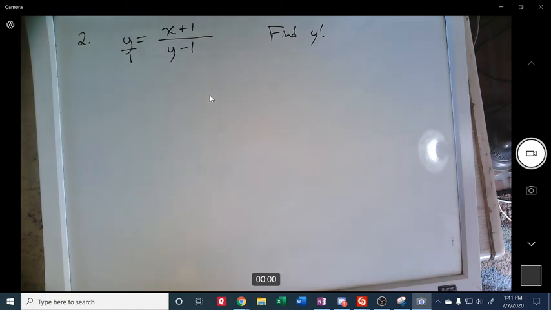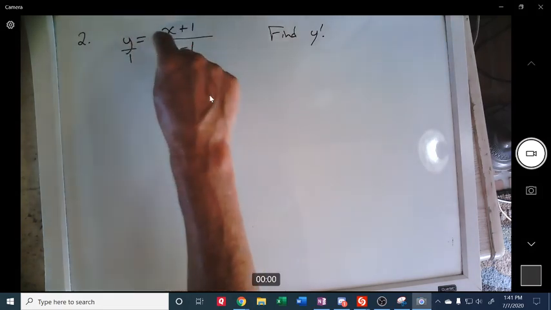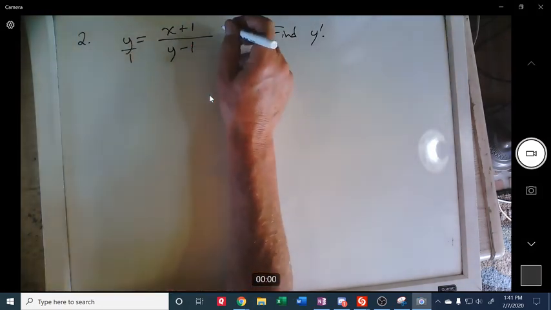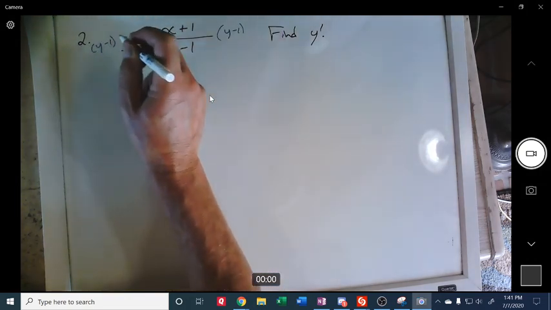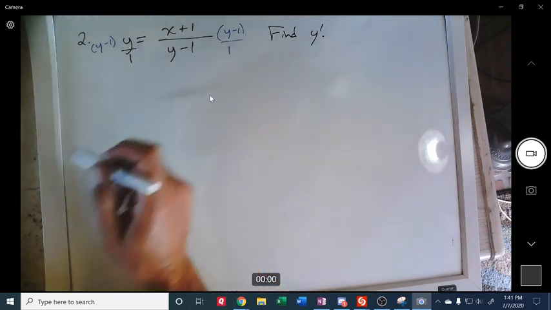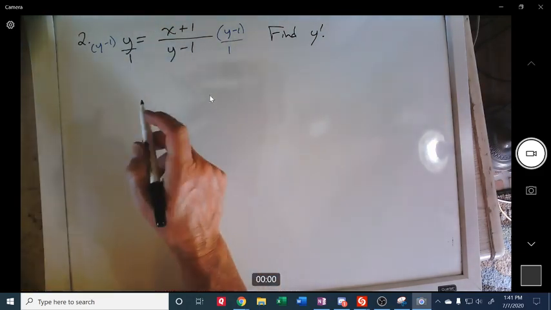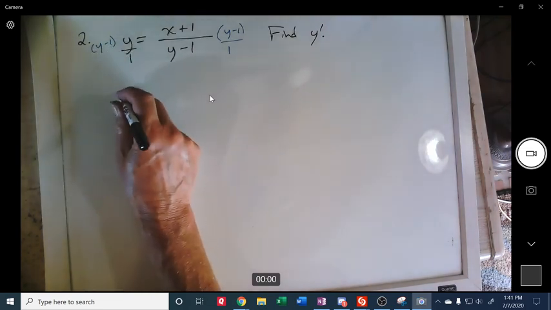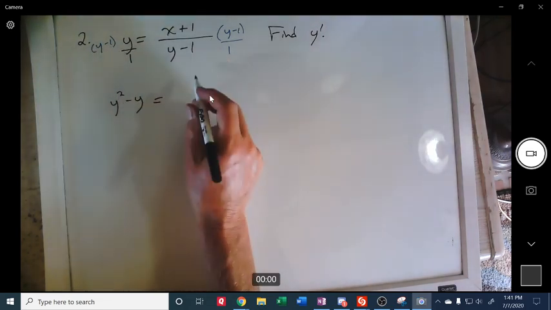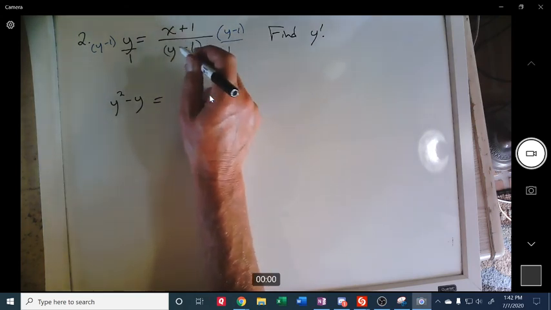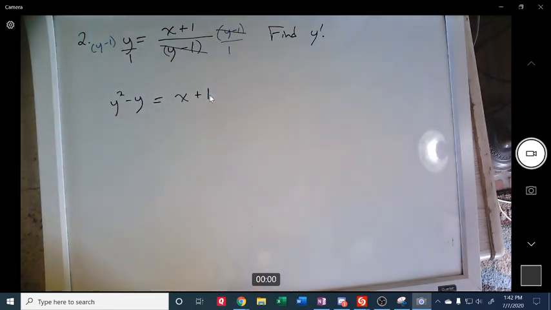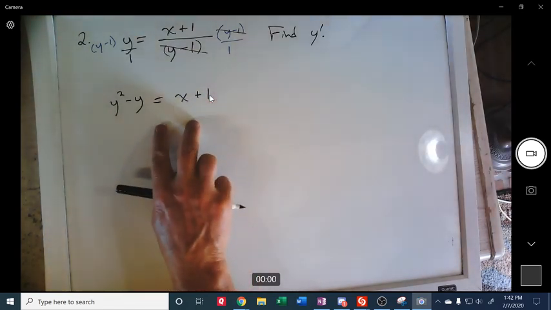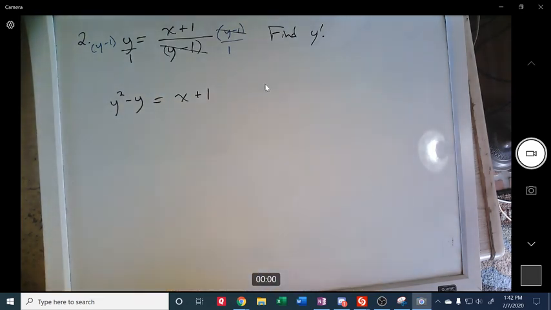Anytime you have a fraction, you can do what we call cross multiply. This times this is equal to this times this. Or you could think of it like this: we'd multiply both sides by this. What would happen is, on the left-hand side, you'd get y squared minus y equals, on the right-hand side, these two things would cancel out. You just get x plus 1. This does not need the quotient rule. Way easier to work with.